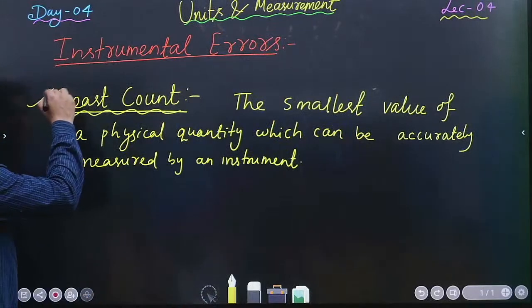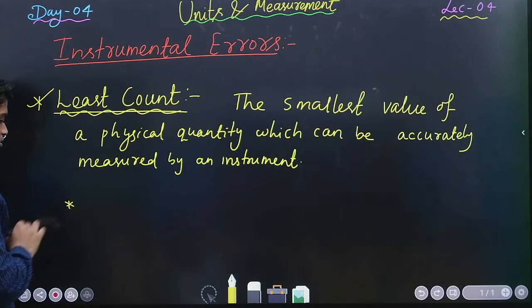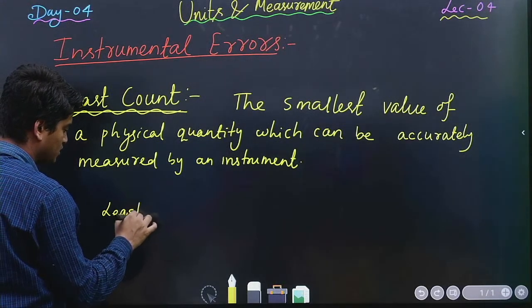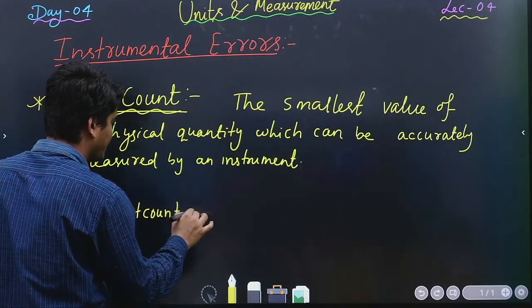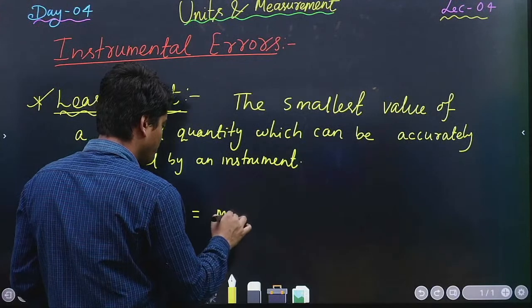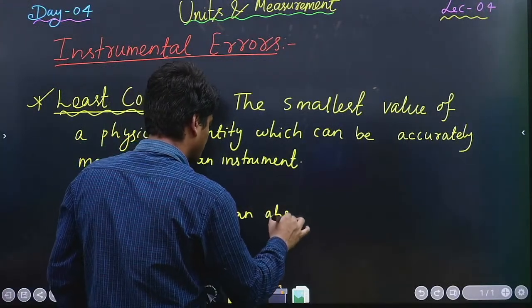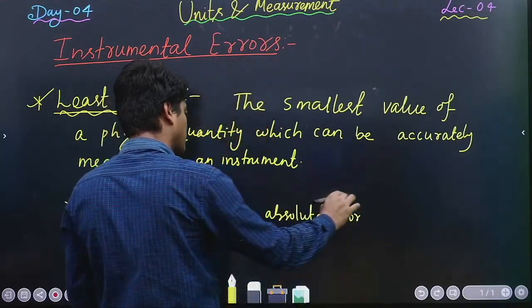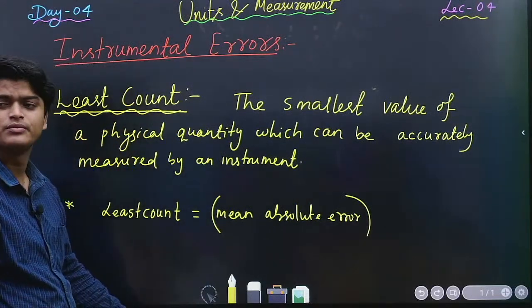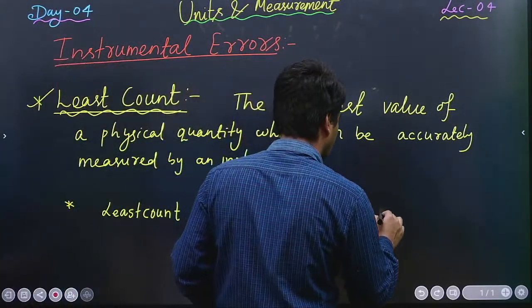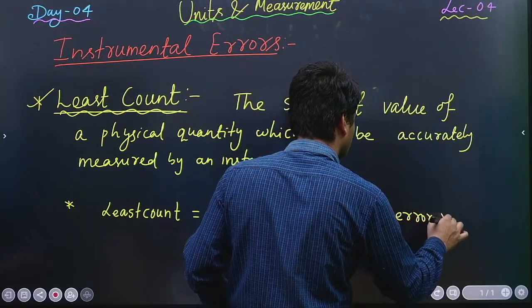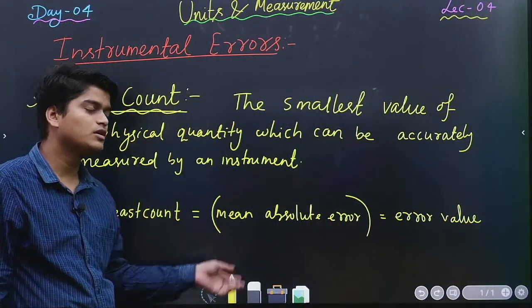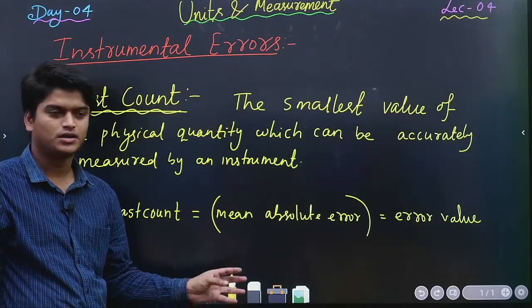Now first you understand the least count, and here one more point to remember: sometimes the least count is taken as the mean absolute error. Suppose it is mentioned what the mean absolute error or error value is; that error value is basically taken as the least count for a certain type of instrument or for questions. So sometimes least count will be the mean absolute error or error value of one measurement.